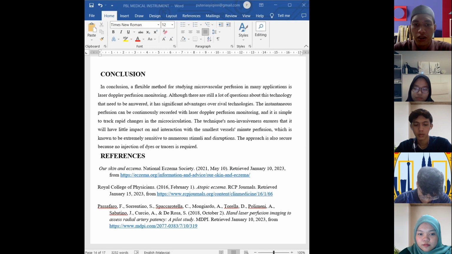The technique's non-invasiveness ensures that it will have little impact on the interaction with the small vessel minute perfusion, which is known to be extremely sensitive to numerous stimuli and disruption. The approach is also secure because no injection of dyes or tracers is required.